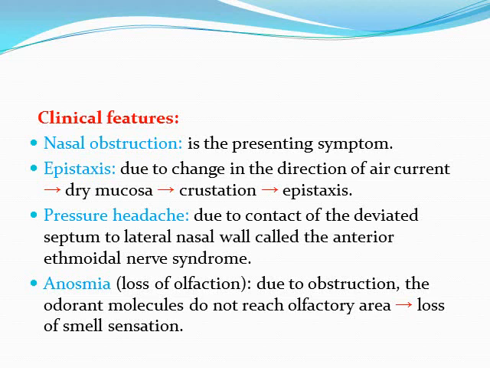As we know, olfaction occurs when the odorant molecule reaches the olfactory area, which is situated in a narrow area in the roof of the nose. So when there is obstruction, the odorant molecules do not reach the olfactory mucosa, and so there will be no sensation of smell. And this type of anosmia is a treatable type, because when we remove the obstruction, then the olfaction will return.